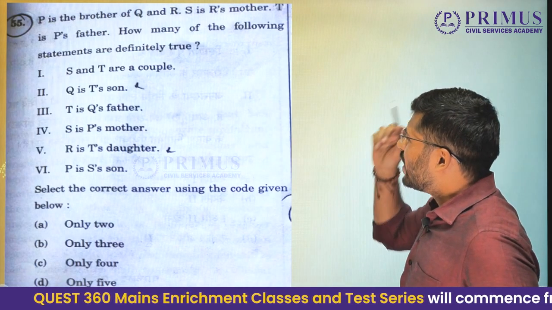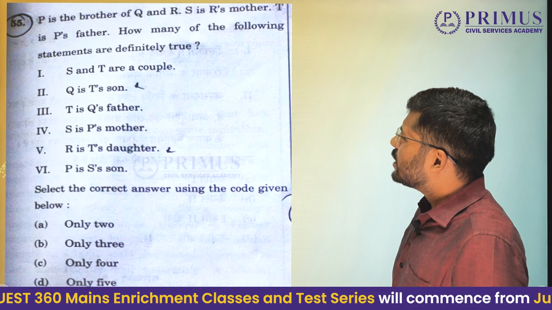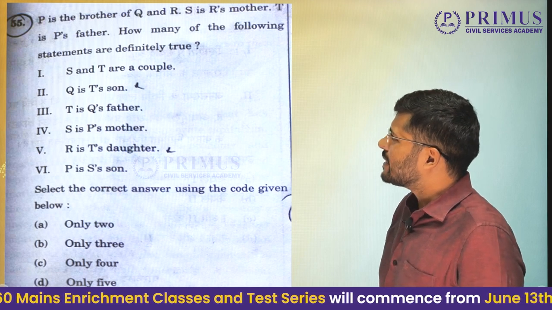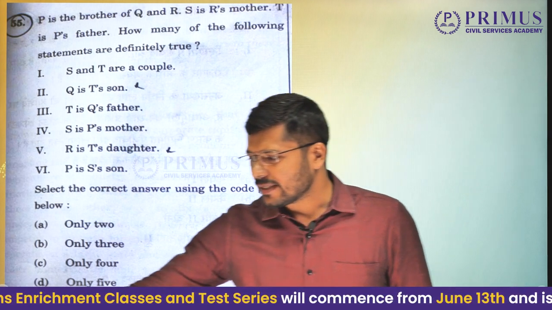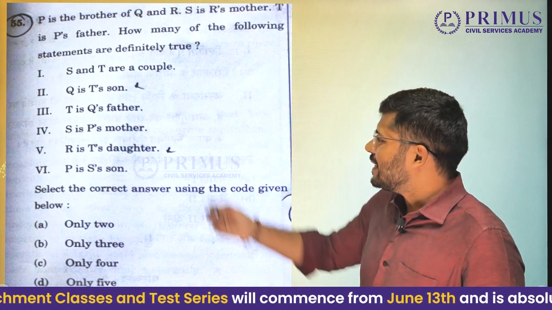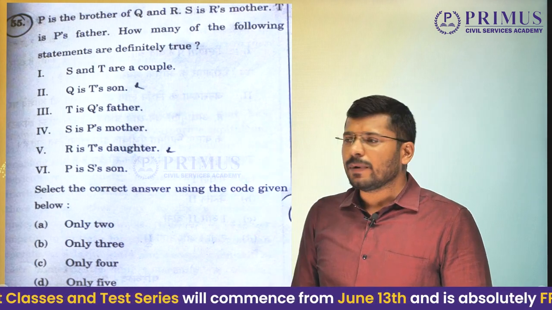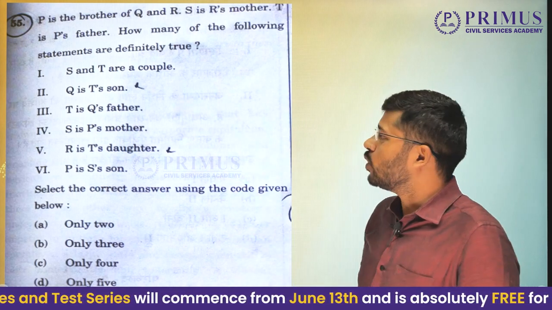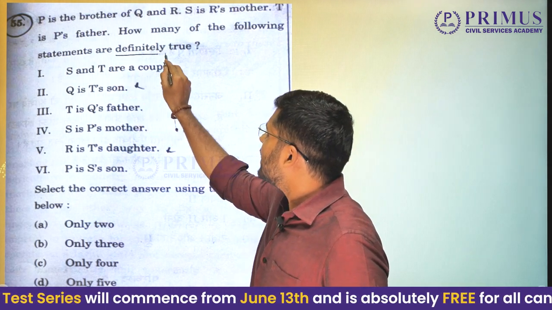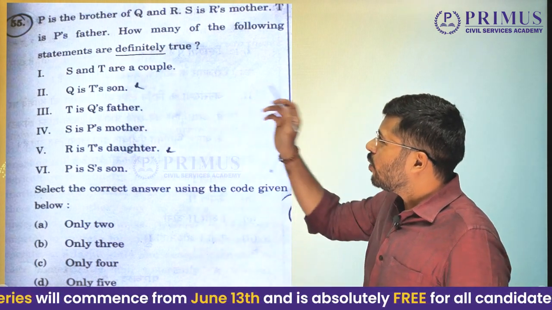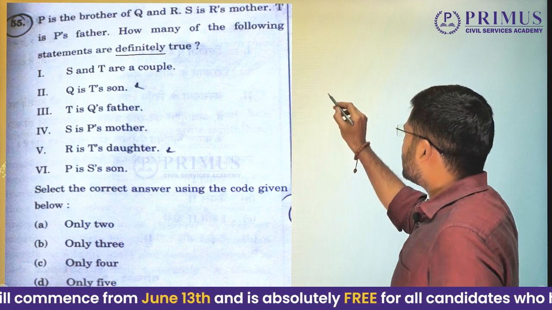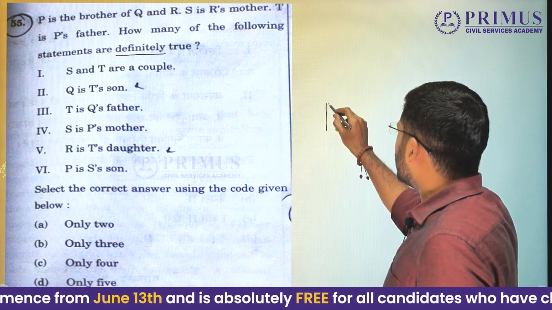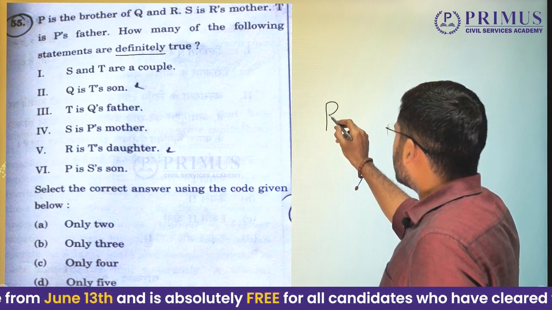P is the brother of Q and R. S is R's mother. T is P's father. How many of the following statements are definitely true? They have given us data and then they have given us statements. We need to see which of the statements is definitely true. So the keyword is definitely.